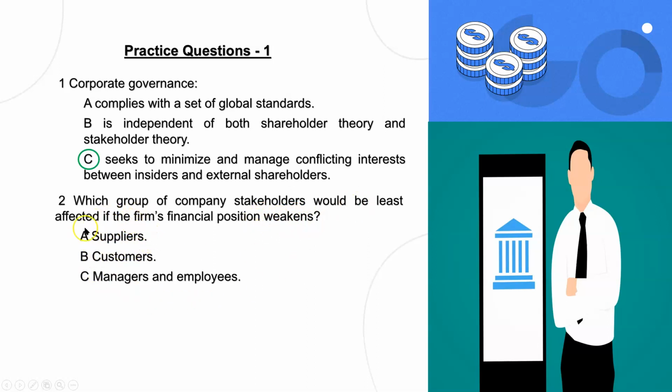Suppliers will suffer definitely because they are not going to get paid in time. They might lose the whole money the company owes them. Customers will suffer also. They will lose the product they are buying from the company at a reasonable price. Managers and employees, definitely, if the company goes bankrupt, are going to lose their position, or they get a lower salary because now the financial position is weak. So it seems that the customers are the least affected because they can go elsewhere and buy the product. So the answer is definitely the customer.